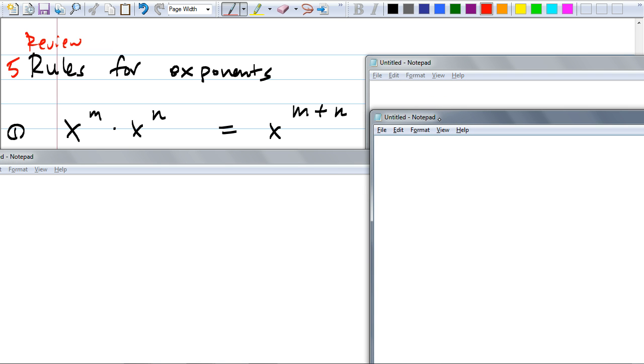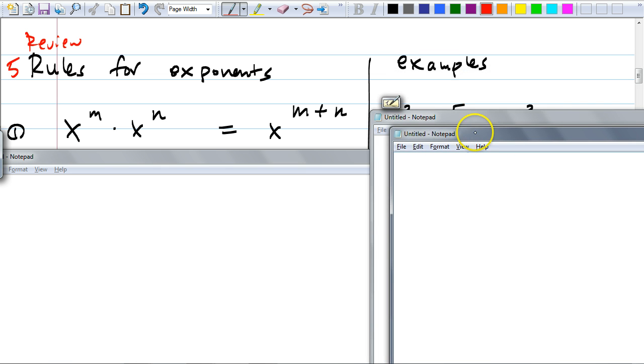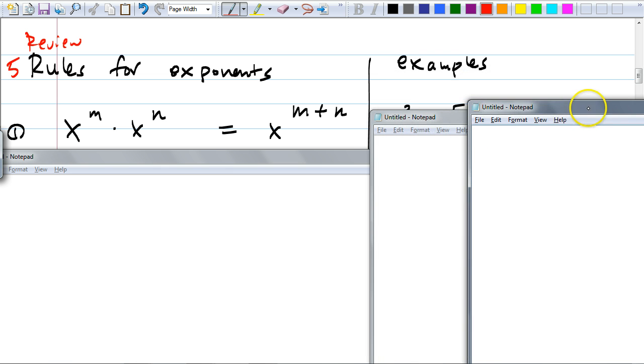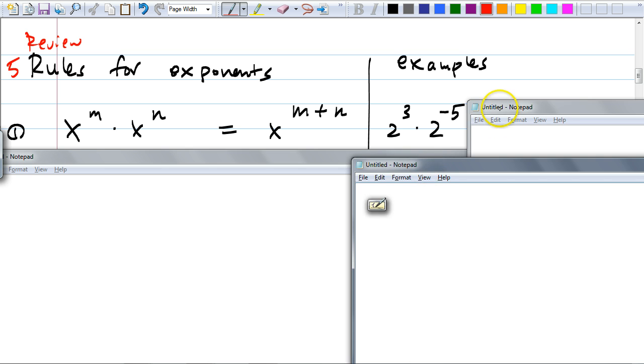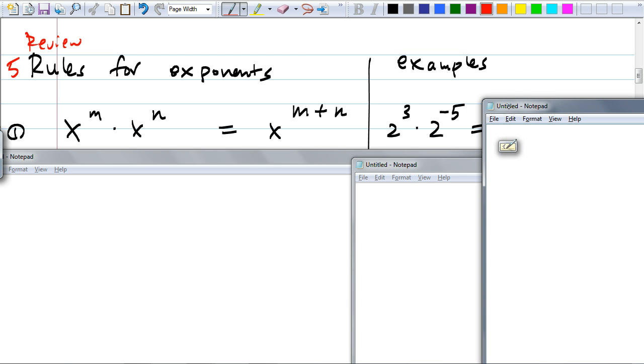All right, so let's see if it works for negative exponents. Here's an example: 2 to the 3rd times 2 to the negative 5th power. By the way, for these rules, you have to have the same base. If I have a different base, you can't use this rule. Here we have the same base, 2, and we have 2 to the 3rd times 2 to the negative 5th. What does this become? How about Units?